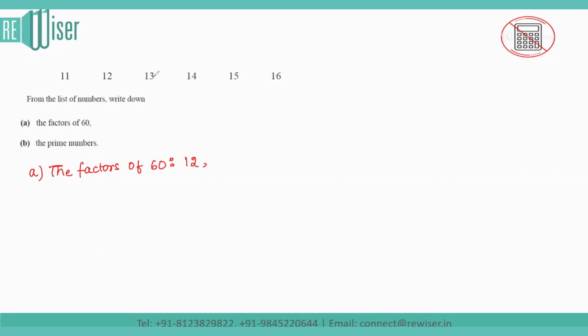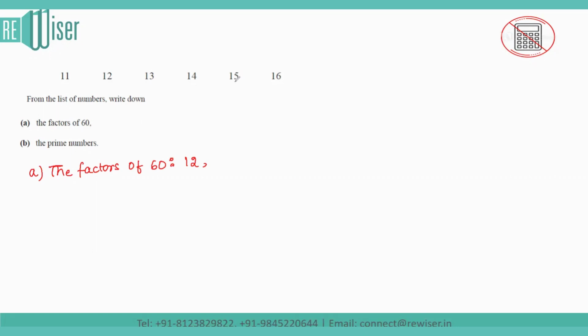Next, coming to 13, 13 is a prime number. Therefore, it cannot be a factor of 60. So, 13 is not a factor. Next, coming to 14, 14 does not divide 60. So, 14 is again not a factor of 60.